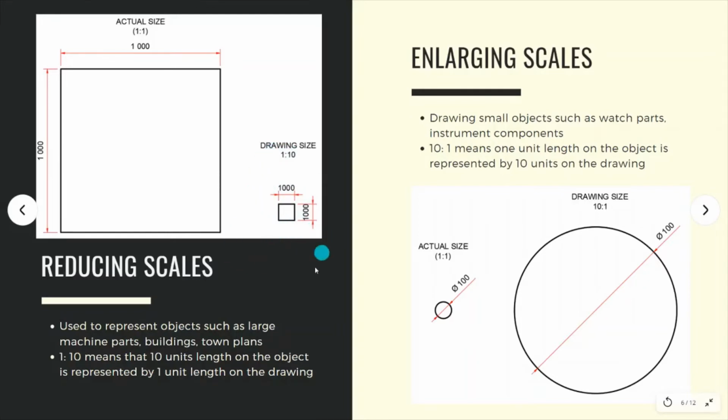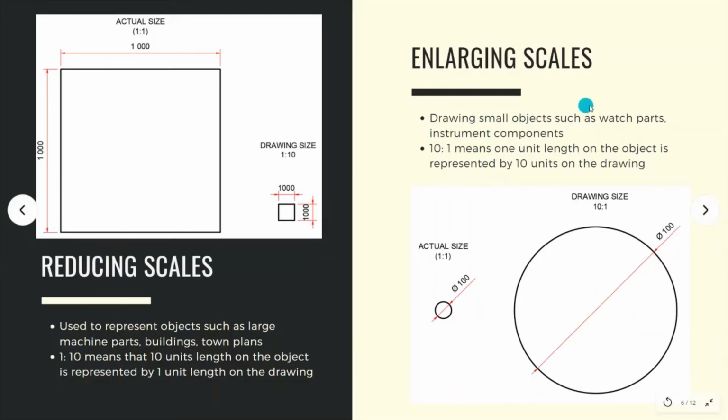So understood na nga ang atong 10 units length sa usa ka object would be represented by 1 unit length on the drawing. So basically, mao na ang gimean sa usa ka 1:10 nga drawing size.